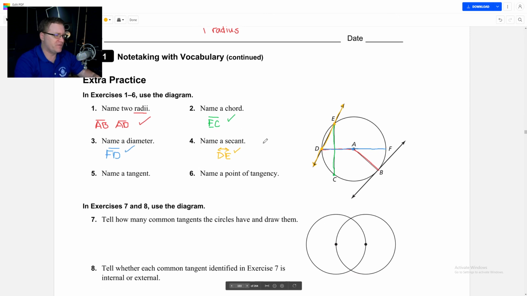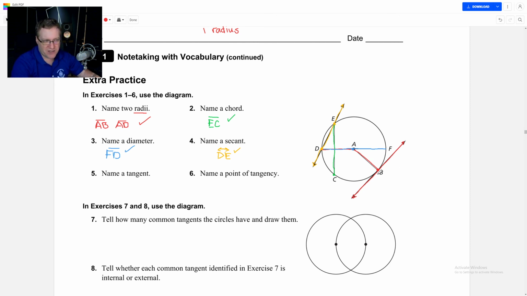All right, next, number 5. Number 5 asks us to find a tangent. What is a tangent? Well, we just wrote the definition. A tangent is a line that touches the circle or intersects the circle at only 1 point. All right, so I'm going to do this in red again. All right, so let's look here. Look at this line. It only touches the circle at 1 point right there. All right, so this line right here is a tangent. All right, it only touches at 1 point.